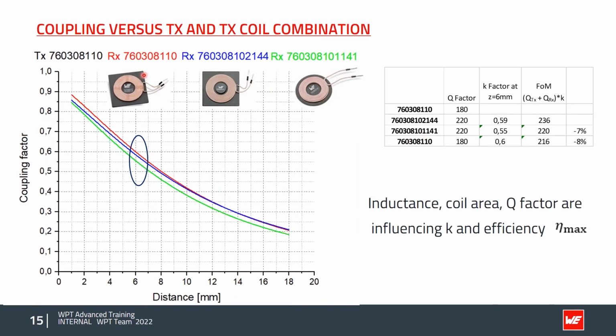So now let's have a look when we use on the RX side coils which have a similar effective area as the transmitter coil. As you can see here, we have on the receiver side the same coil, and with these two coils the figure of merit only decreases about 7 or 8%, because the transmitter and receiver coils have quite a similar area. So that means the inductance, the coil area and the Q factor influence K and the maximum efficiency.